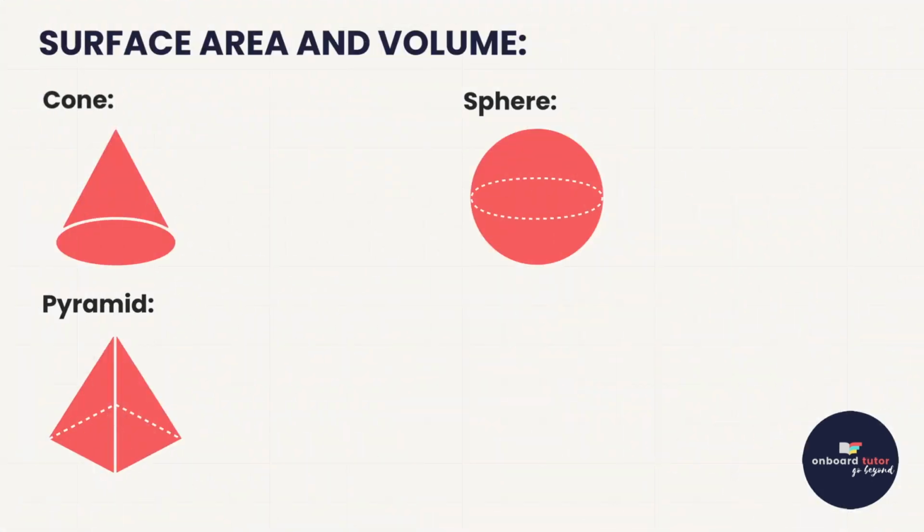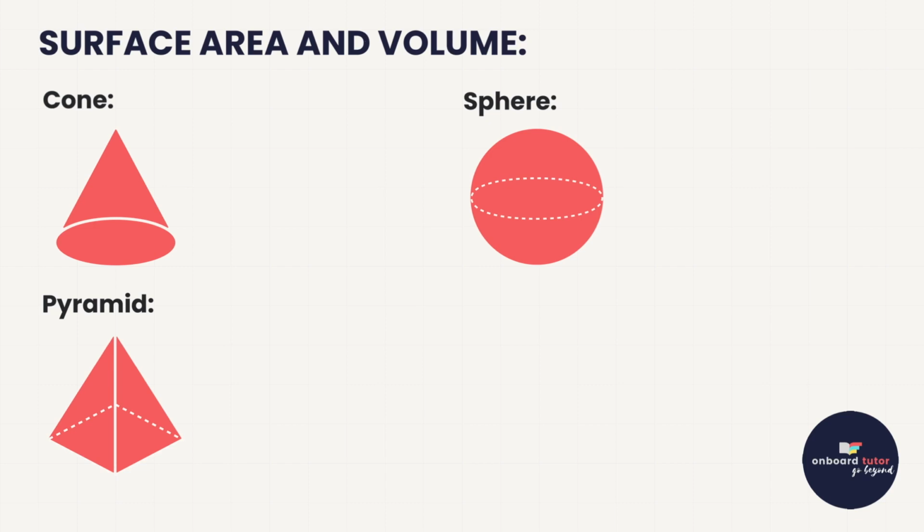Let's take a look at the surface area and volume of some unique shapes now. So we've got the cone, the sphere, and the pyramid. And sometimes the pyramid has a square base, sometimes it has a triangular base, but the concept remains the same.